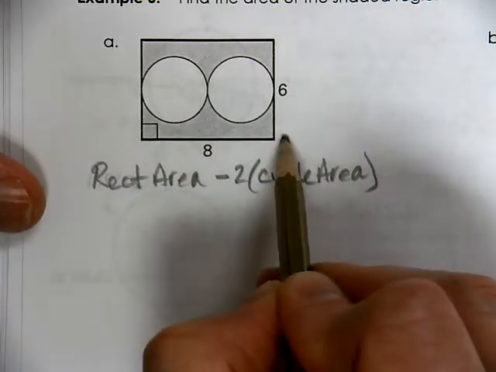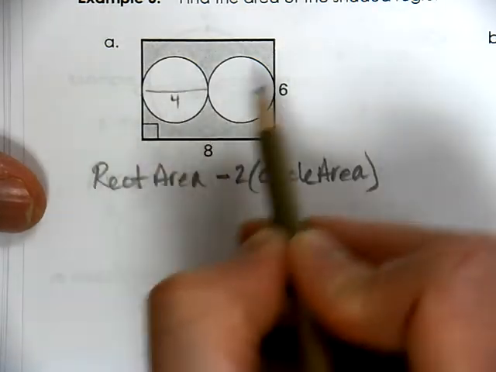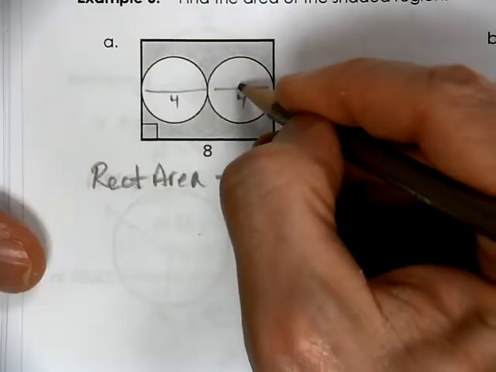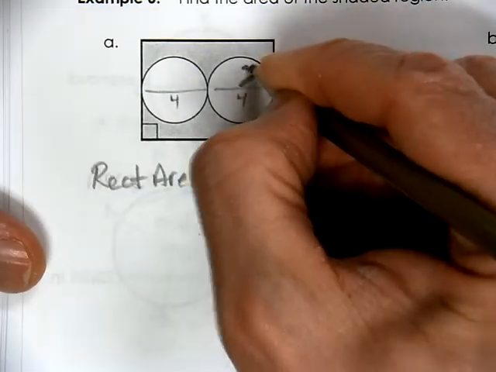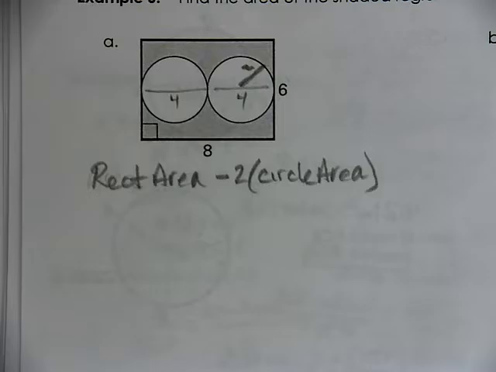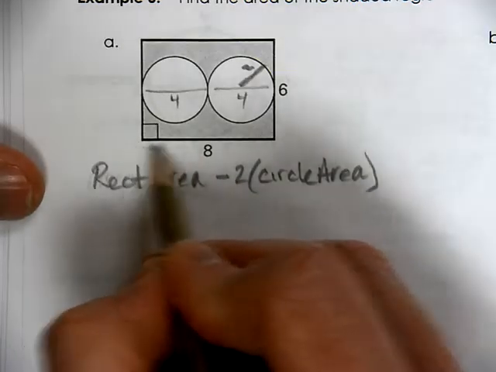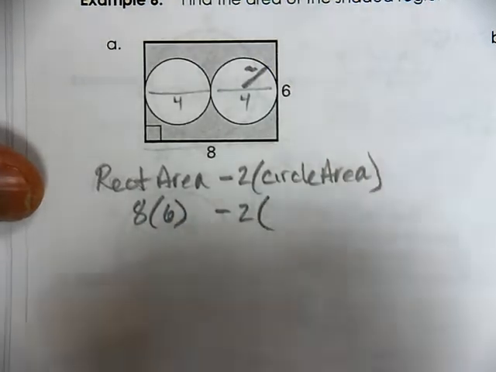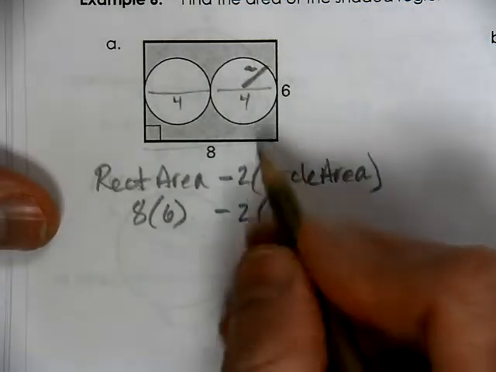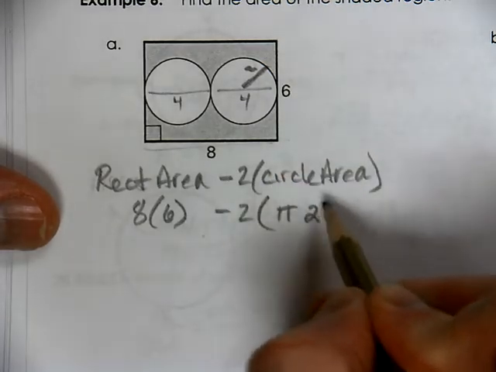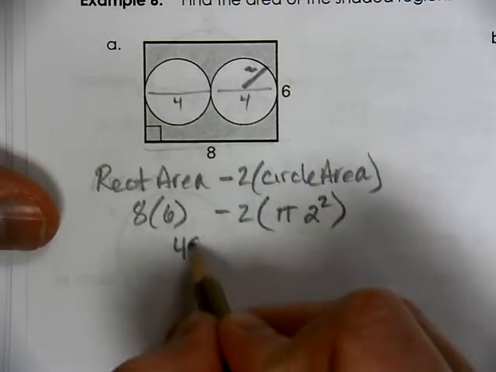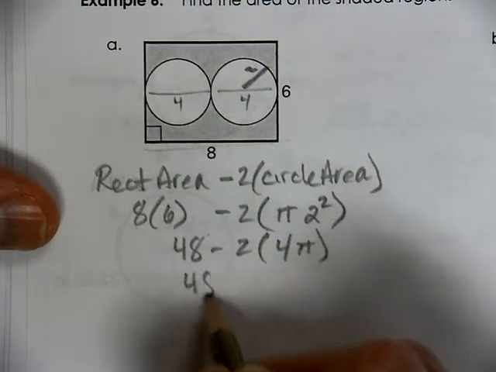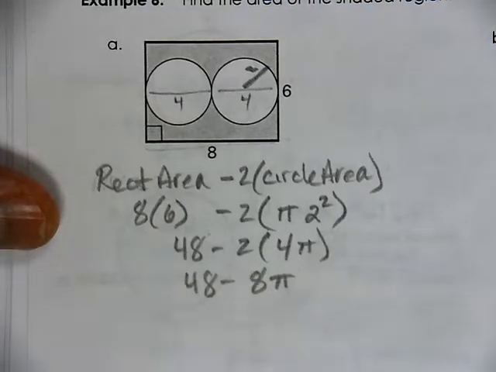So if this is 8 all the way across, this is going to be 4, and this is going to be 4. That means the radius is half of the 4. The radius is 2. So the area of the rectangle is 8 by 6. And the area of the circle, there are 2 of them, pi times 2 squared. So this is 48 minus 2 times 4 pi. That's 48 minus 8 pi.